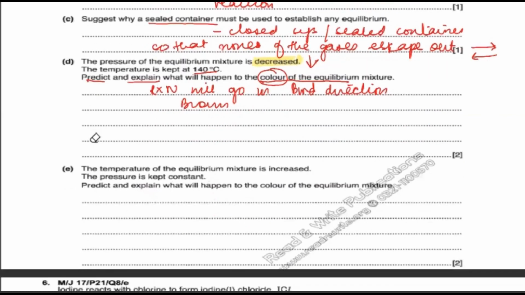Now similarly, the next part is that the temperature of the equilibrium is increased. We have read above that NO2 is going to give N2O4, and the forward reaction was exothermic. As far as I remember, it is exothermic, right? Now what are they doing? The temperature has been increased. So what will happen to the color?